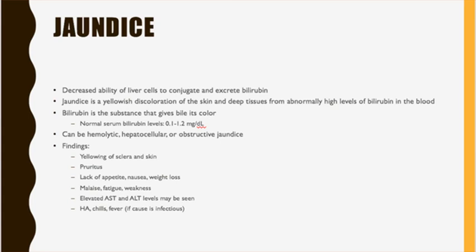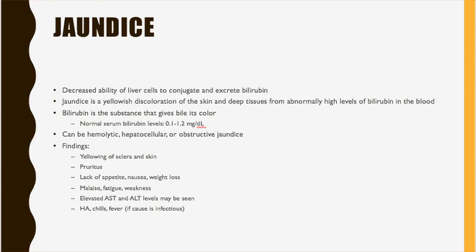Findings of jaundice, you'll see yellowing of the sclera and skin. You'll also see yellowing of the hard palate, and I'll show you a picture in a second. They'll have itching, a lack of appetite, nausea, weight loss, malaise, fatigue, weakness, and then you'll see elevated AST and ALT levels. Those are your liver function tests. And if the cause is infectious in nature, you might see headache, fever, and chills.